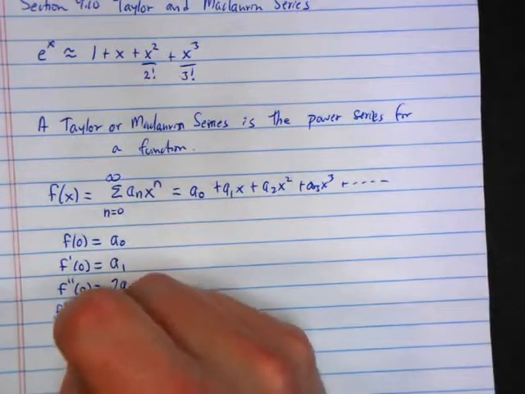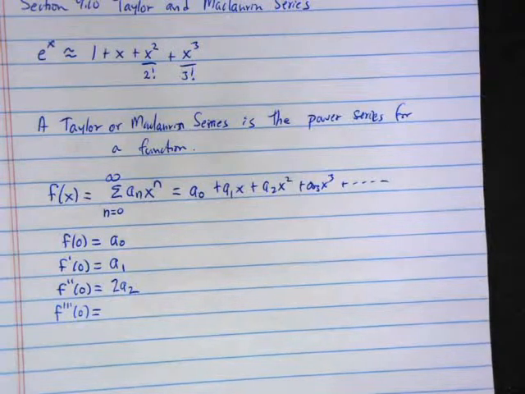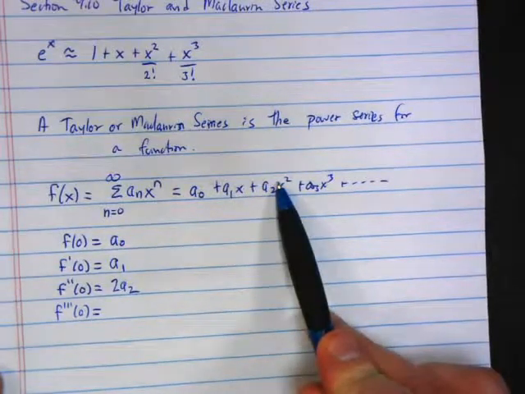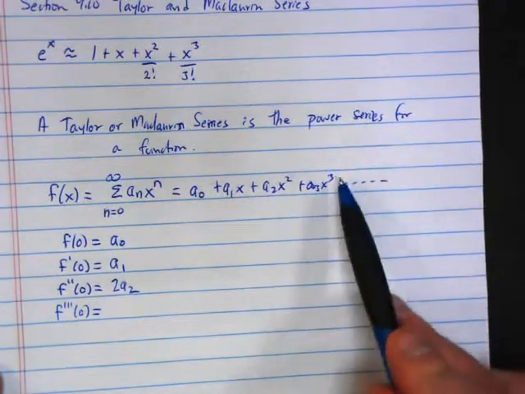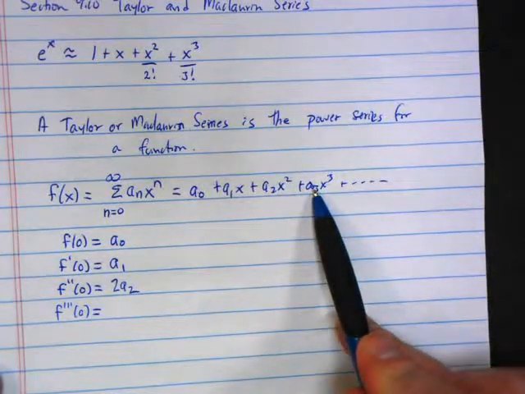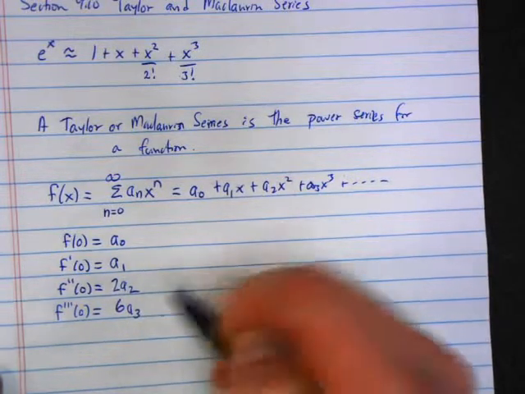How about the third derivative at 0? 6a3. Why 6? 3 times 2. With 3 derivatives, the first 3 terms are all going to disappear. When I take the derivative 3 times, I bring the 3 down, bring the 2 down, bring the 1 down. So I'm going to have 3 times 2 times 1. That's 6, a sub 3.